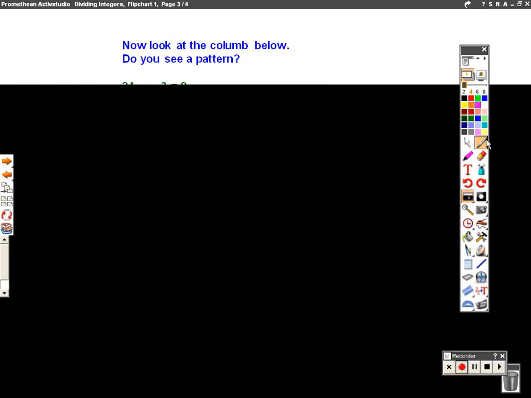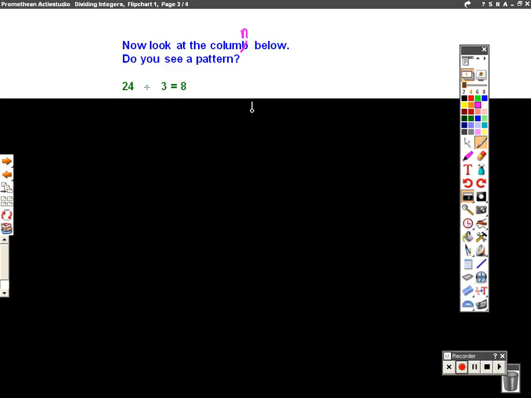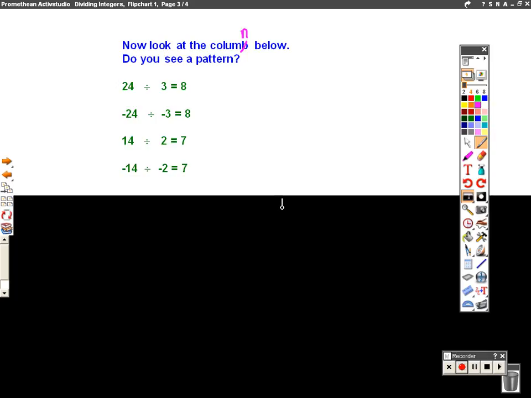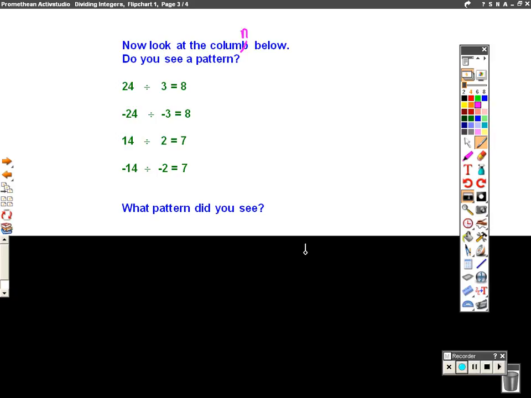Oops, I misspelled. Now look at the column below. Do you see a pattern? Go ahead and take a moment, pause the video, and come back. All right. What pattern did you see?